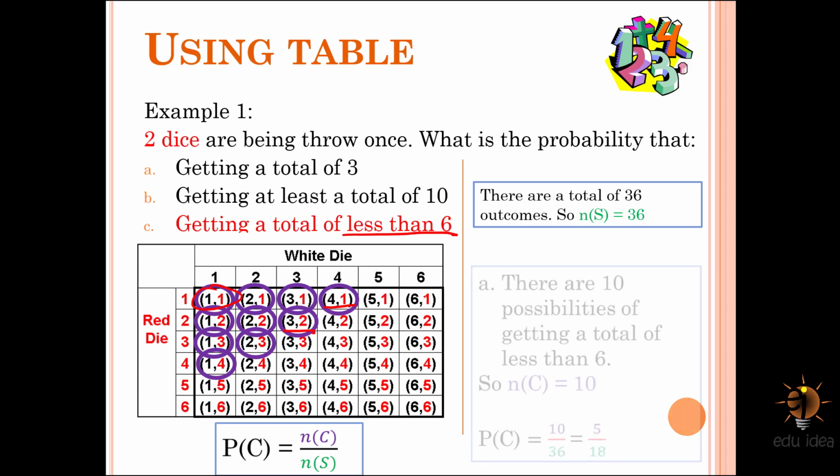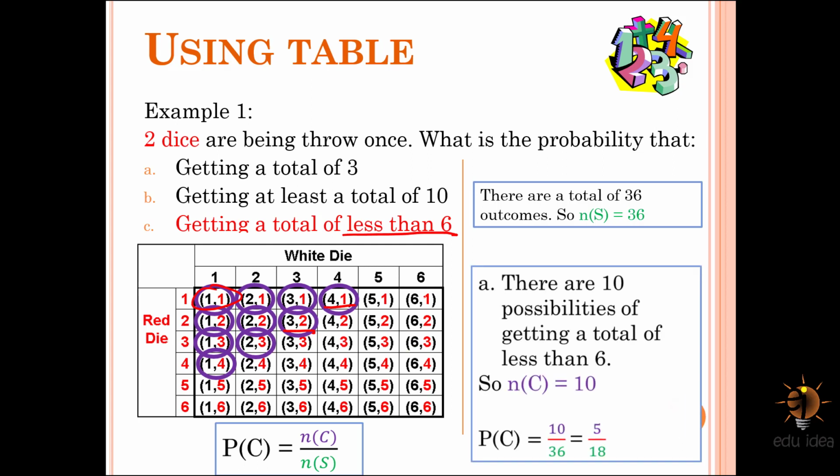So again, it's the same thing, because we know that there are 10 possibilities of getting a total of less than 6. So n(C), because this is question C, equals 10, because we have 1, 2, 3, 4, 5, 6, 7, 8, 9, 10. And the total number of outcomes should always be 36 for this case. So 10 over 36, which you can simplify to 5 over 18.